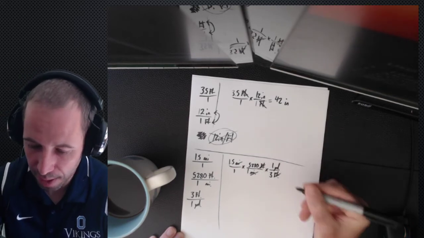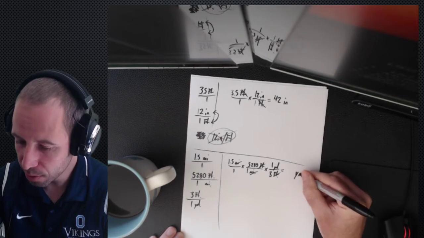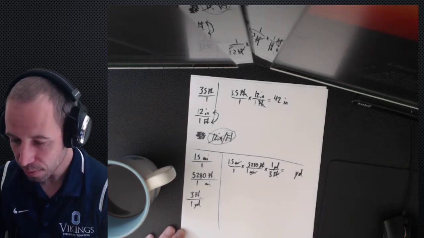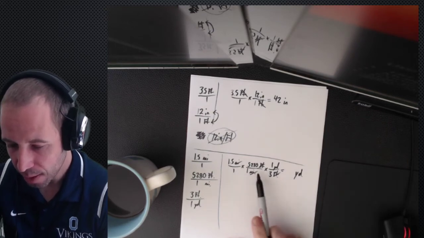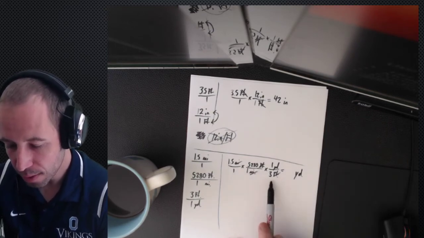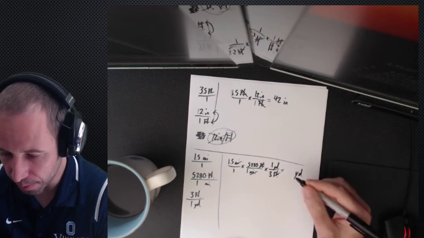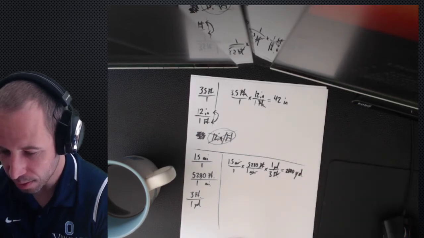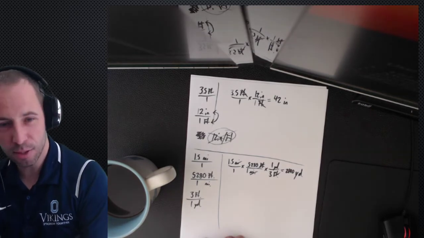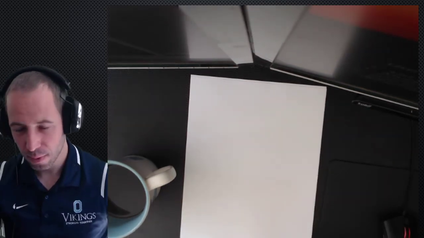Anyway, feet and feet cross off. Yards is left. Yards is what I wanted. So I'm going to put an equal sign and put yards. And then I would grab a calculator and I'd do 1.5 times 5,280 divided by 3. And let's see, what would I get? 2,640? Yeah, let's go with that. 2,640 yards. Okay, cool. Let's do another one.